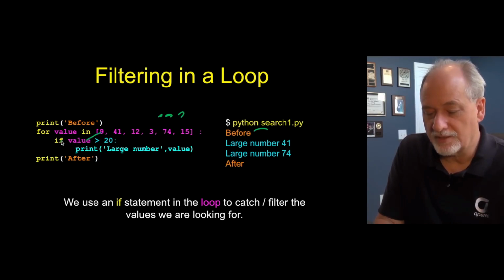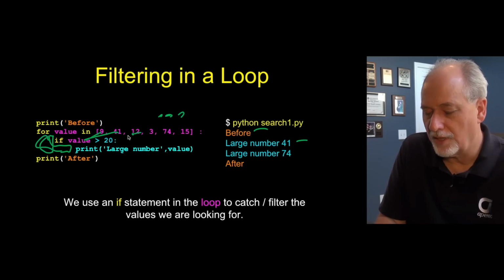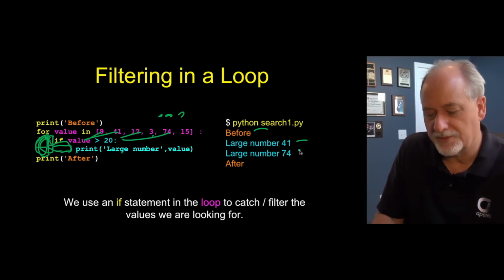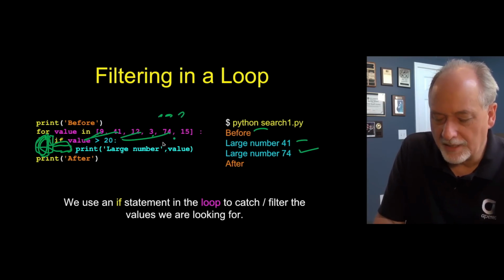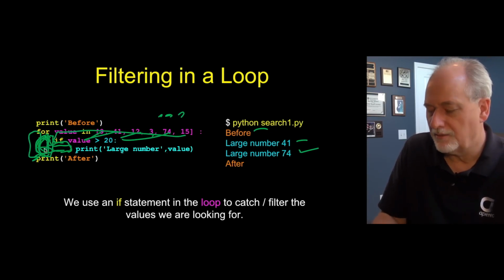Well, if 9 is greater than 20, it's false, so it goes back up. 41, true, so it prints out 41, then goes back up. 12, false, goes back up. 3, false, goes back up. 74, true, so it runs this, so out comes that little print statement. Goes back up, and then 15 is the last one, and that's false. It goes back up, and the for says, we're done, and then we do afterwards.